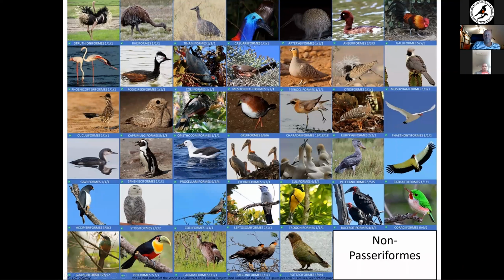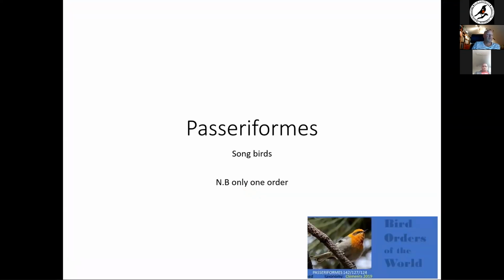And then you have one order, the passeriformes, the songbirds. And nota bene, only one order, but they make up about half the species of the world. They are often small, but not always, because pied crows and ravens also belong to passeriformes. They are also not the smallest birds, because the smallest birds of the world, as you may know, are hummingbirds, and hummingbirds from the New World, South America and North America, are non-passeriformes.